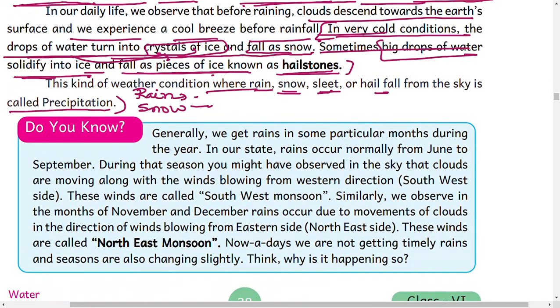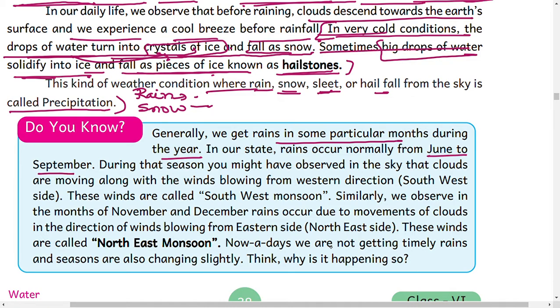Do you know, generally we get rains in some particular months during the year. We have seasons: rainy season, summer season, winter season, autumn season. These are all the seasons. But in our state, rain occurs normally from June to September.